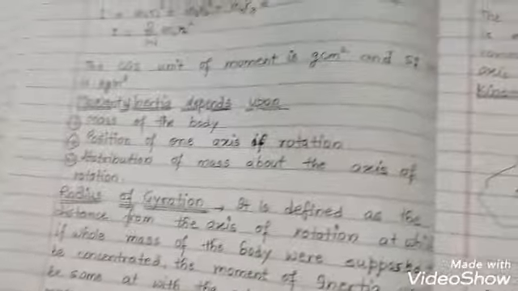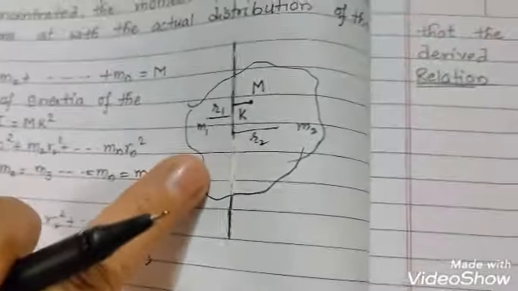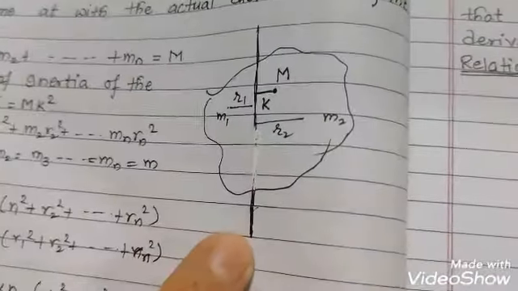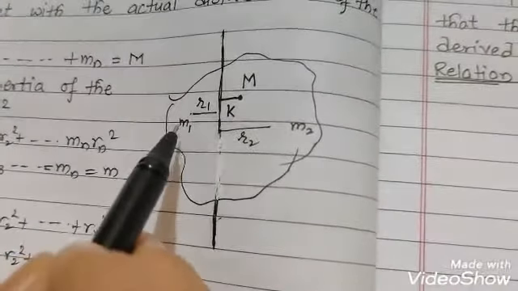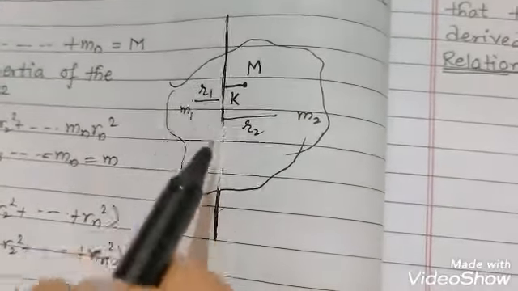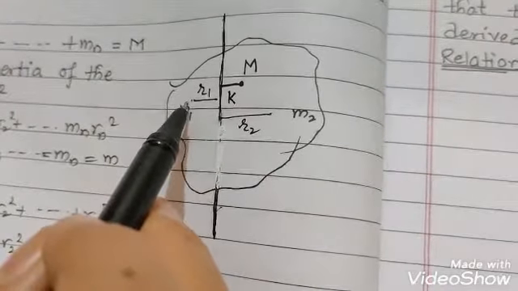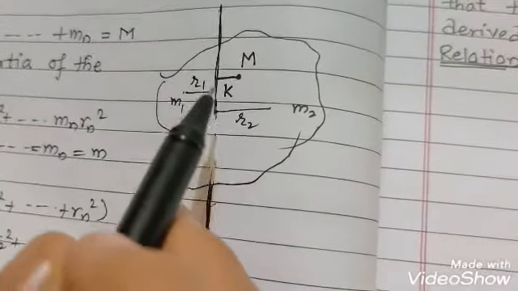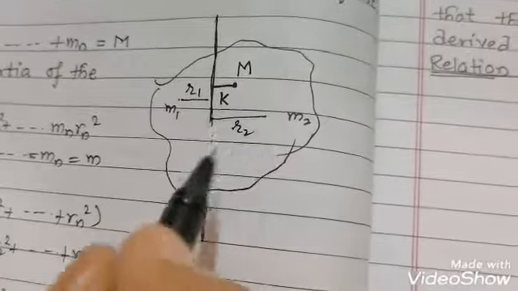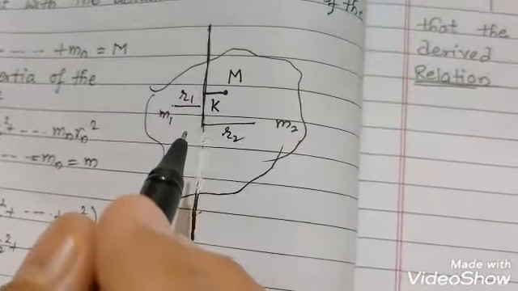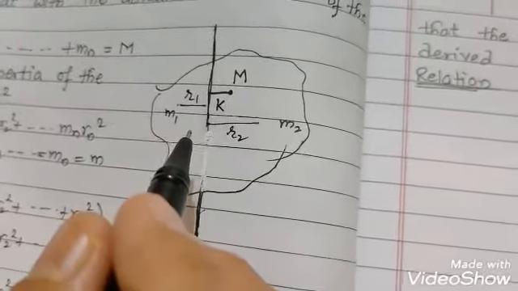Just see this picture. Here you will see the rigid body and its rotational axis. The masses of the individual particles are m1, m2 and so on. From the rotational axis, the perpendicular distance of m1 is r1, of m2 is r2, and so on. For the n particle system, the perpendicular distance of mn is rn.